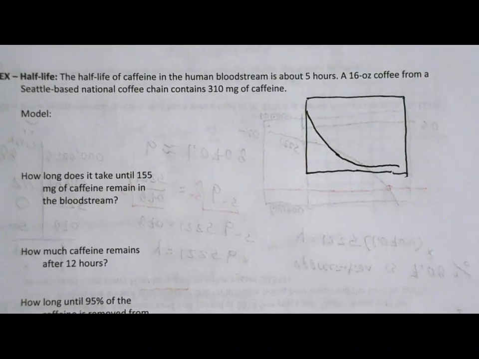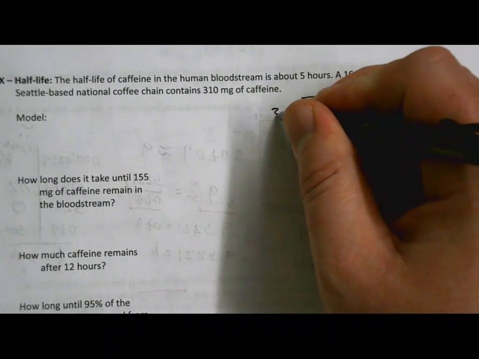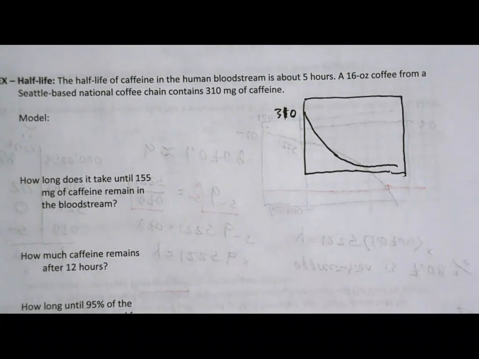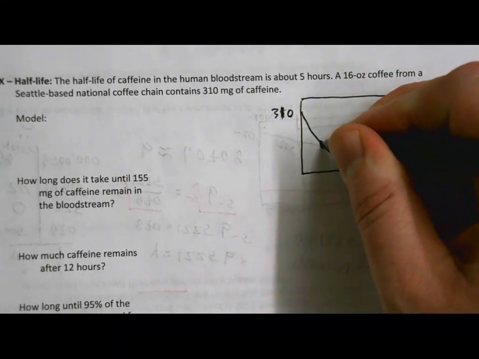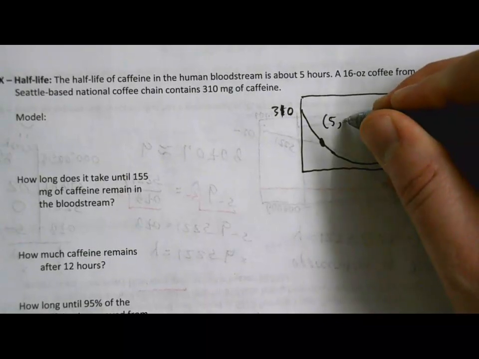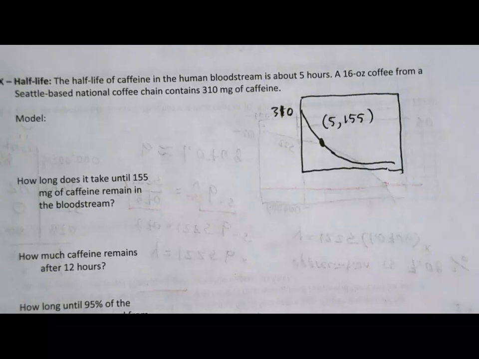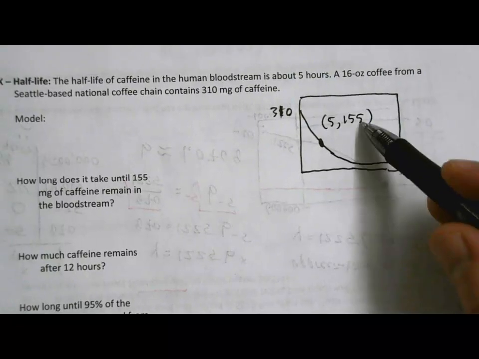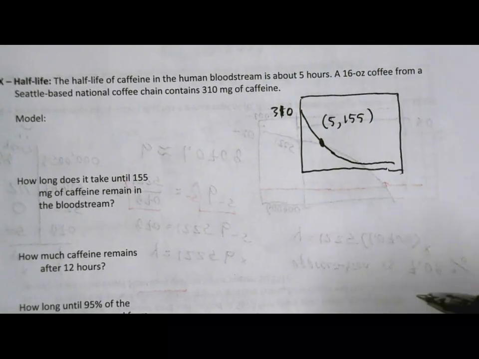We know how much we started with: 310. And then we do have a point on this graph. I'm going to stick it right about here, and I'm going to label it (5, 155), because after 5 hours, half of it's gone. I could put a bunch more points on here, like (10, whatever half of that is, 77-ish), but I think that 1 point's probably going to be enough for us to write our model.